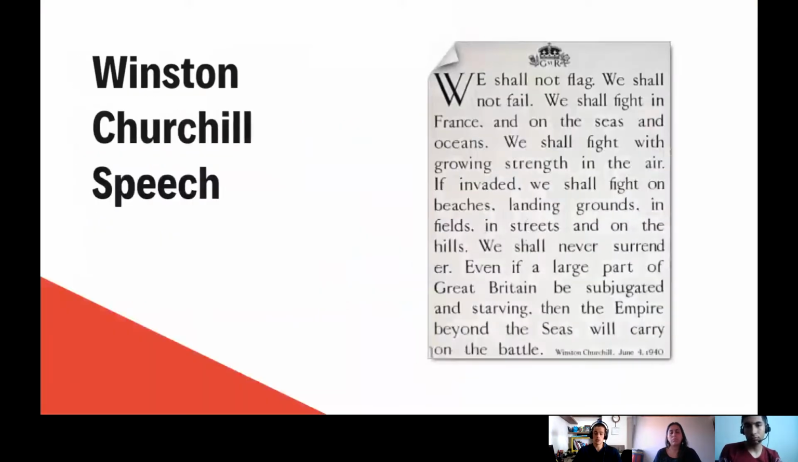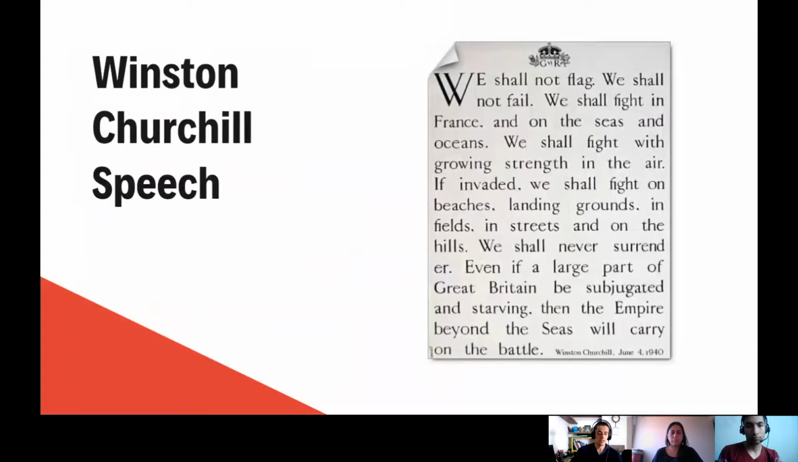A speech about fighting on the beaches. We shall fight on the beaches and not go back. Don't surrender. It reads, then the empire beyond the seas will carry on the battle. This little fragment of the speech says that their empire was beyond the seas because they had a lot of colonies. The land of the UK was almost a quarter of the land of the entire world, so they were a pretty big empire.